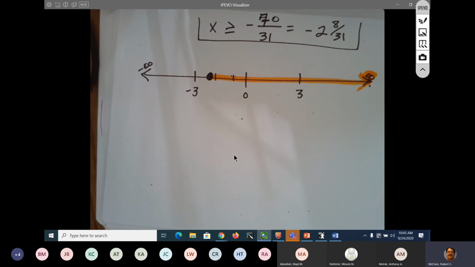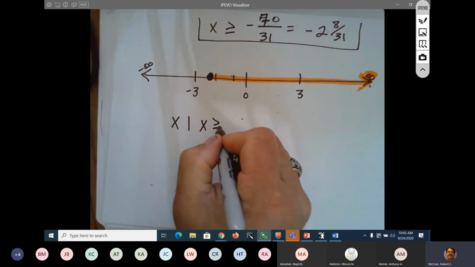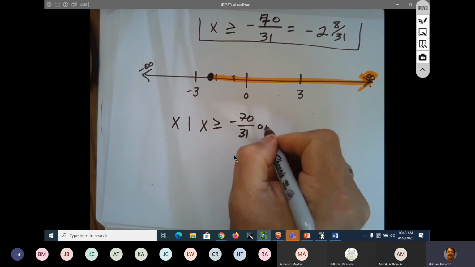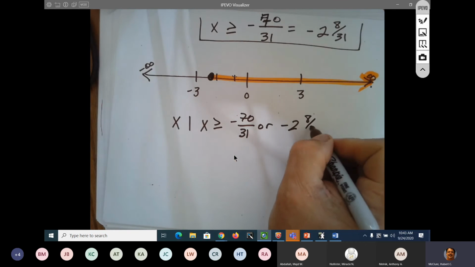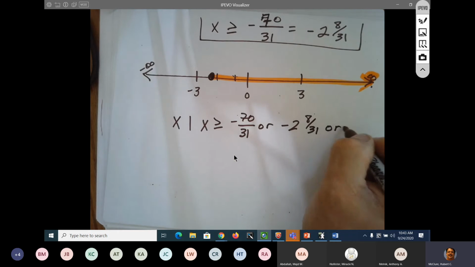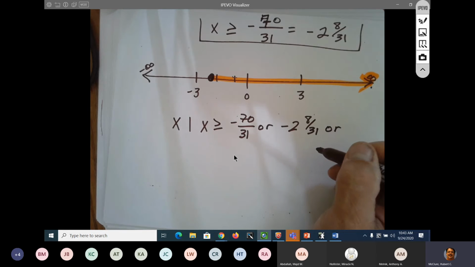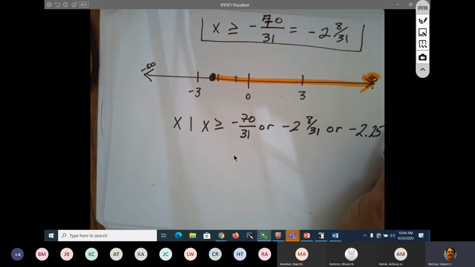So x such that x is greater than or equal to negative 70 over 31, or negative 2 and 8 over 31, or is it 2.25? What is it precisely? Negative 2 point what? 0.258. So I was right near it.